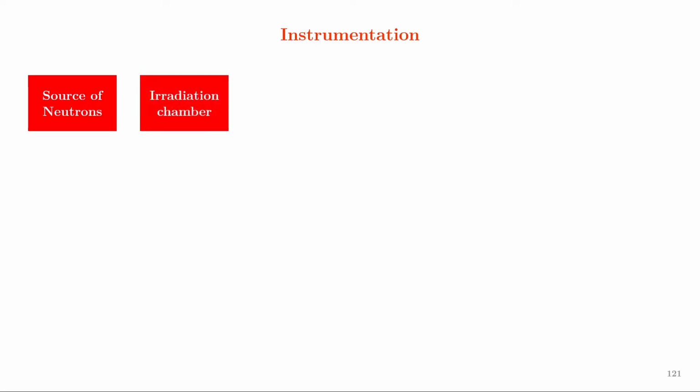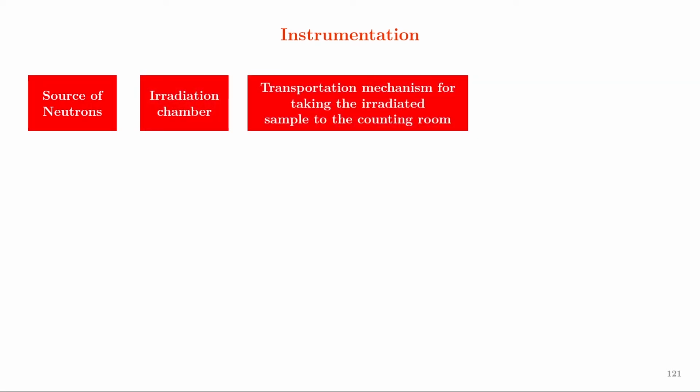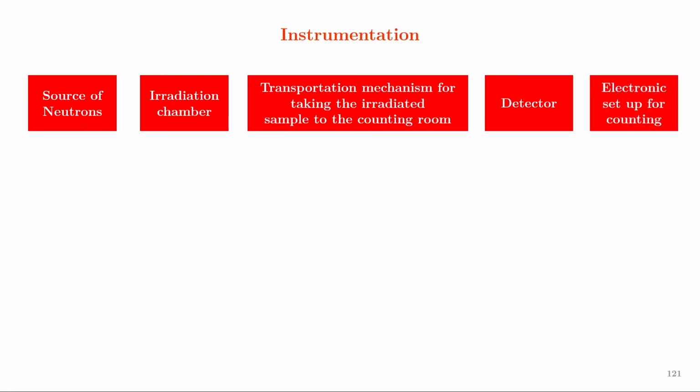We'll now discuss the instrumentation. It essentially comprises a source of neutrons, an irradiation chamber, a transport mechanism for taking the irradiated sample to the counting room, a detector, and an electronic setup for counting.